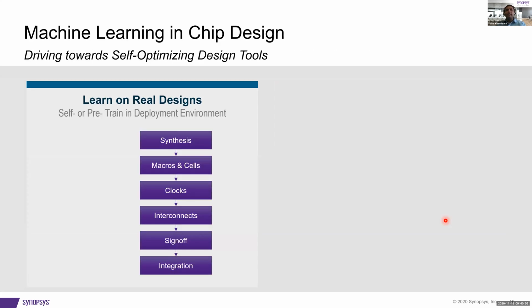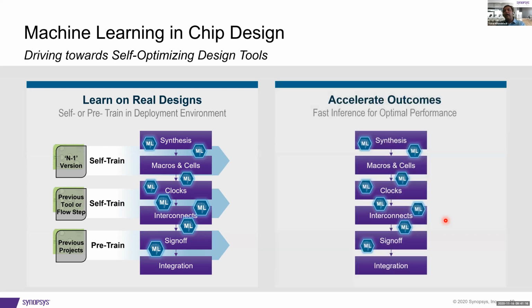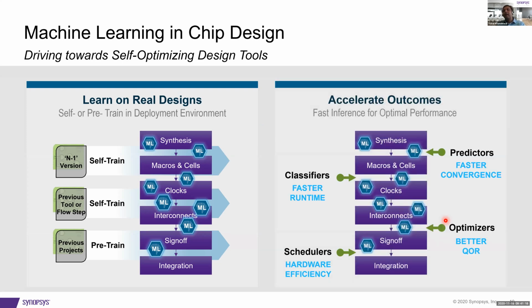So our vision is that we believe a self-optimizing design tool should be able to learn on real designs, right? It's a combination of pre-training from early data, or self-training from a previous part of the flow, on the fly, or self-training from previous runs. And once you have this learning, we want to accelerate PPA. It comes through a combination of predictors, optimizers, classifiers, schedulers, depending on what you're going for. There is opportunity to apply ML models in many, many ways.